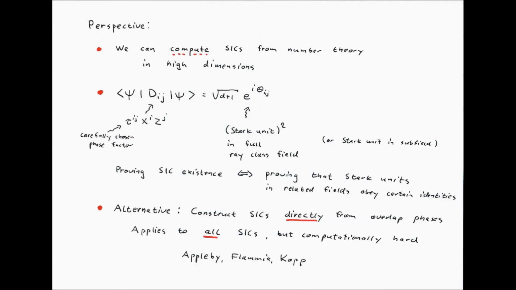I should also mention that there is an alternative approach that also uses Stark units, and I think Marcus will talk about this. In that case, which is something that has been pushed by Appleby, Flammia, and Kopp, they construct SICs directly from these overlap phases, which they can in principle calculate if you assume that they are Stark units squared. Their procedure applies to all SICs in every dimension, but it's computationally much harder. Marcus will give details later.